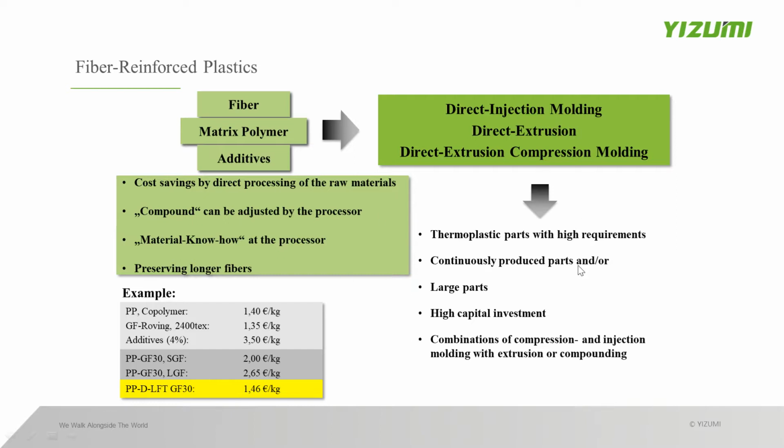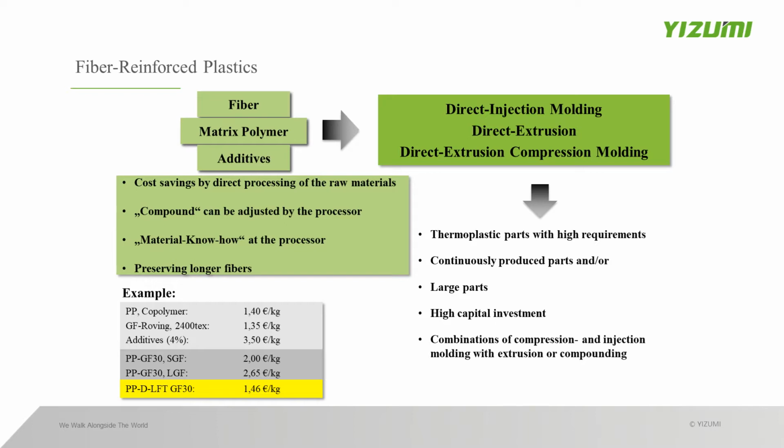And for the whole process, we can look here. We can get simple plastic parts with high requirements because here we can preserve the long fibers, and continuous production of parts, large parts, high capacity. Also, it's possible to combine compressors and injection molding machine with extruder or compounding. So here I will calculate one example. Take an example with PP 30% glass fiber.